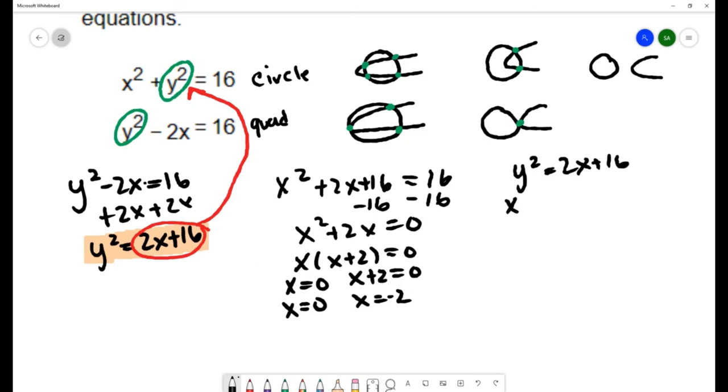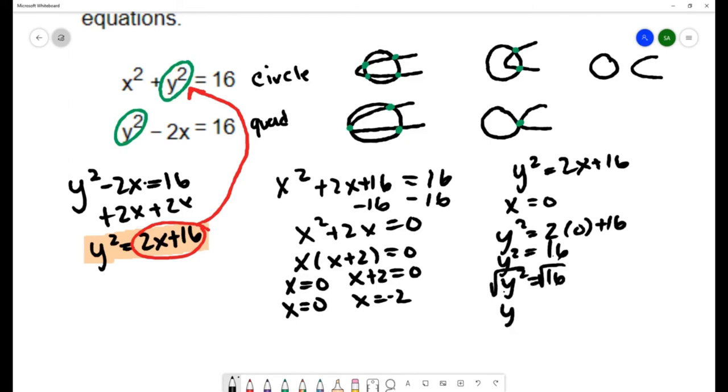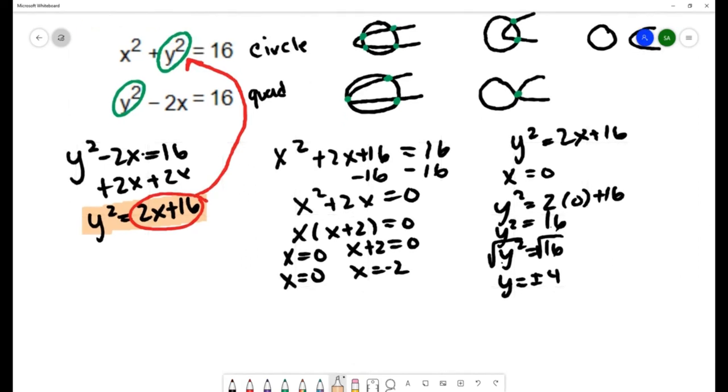If x is equal to 0, then y squared is 2 times 0 plus 16. Y squared equals 16. And I can square root both sides to get y equals plus or minus 4. So I have x equals 0, and I got two y values. So that means two ordered pairs, (0, 4) and (0, -4).